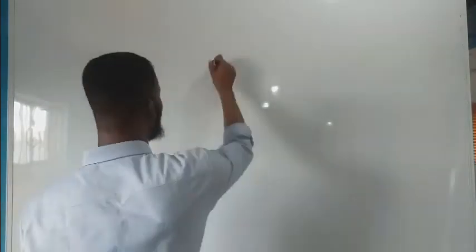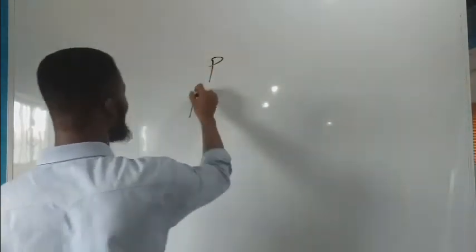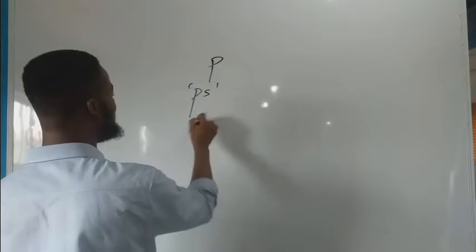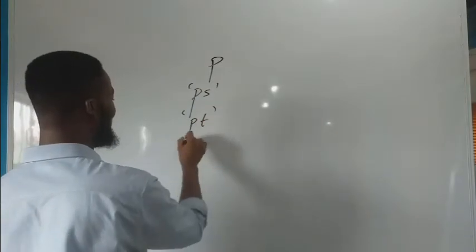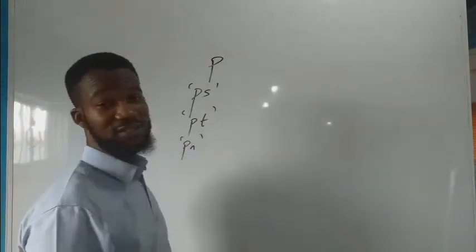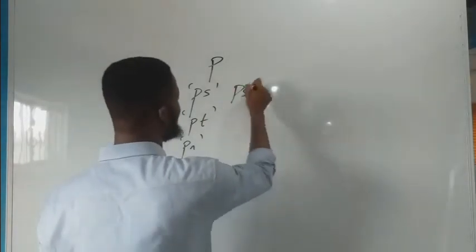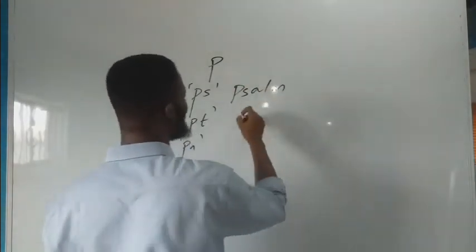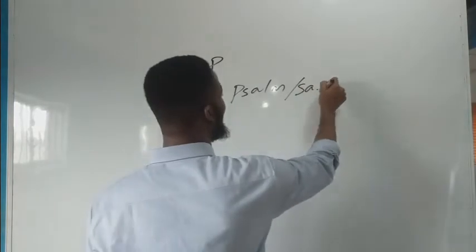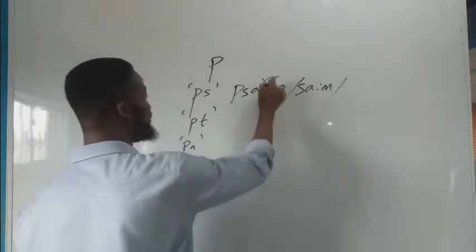The second sound we're going to be looking at is P. P is silent in so many words and it gets so confusing to use. Look at P. P becomes silent when a word starts with PS, PT, or PN. There are numerous examples of these. For words that start with PS, we have P-S-A-L-M. This is called salm. Watch out, the L is also silent.